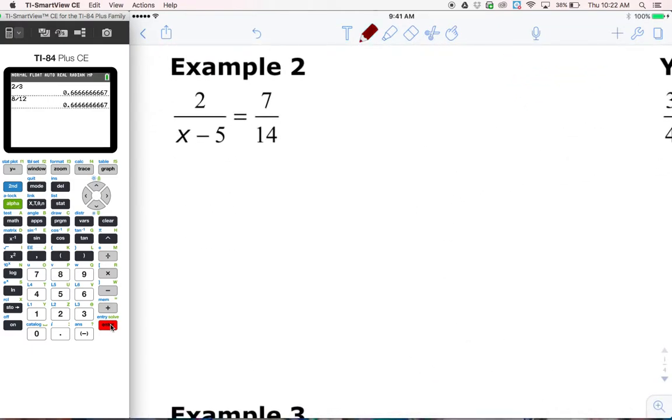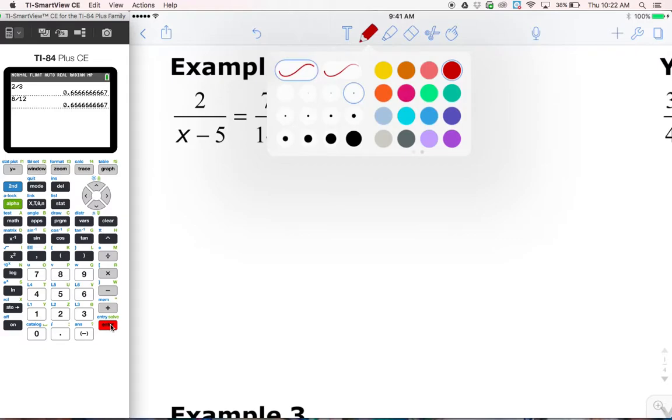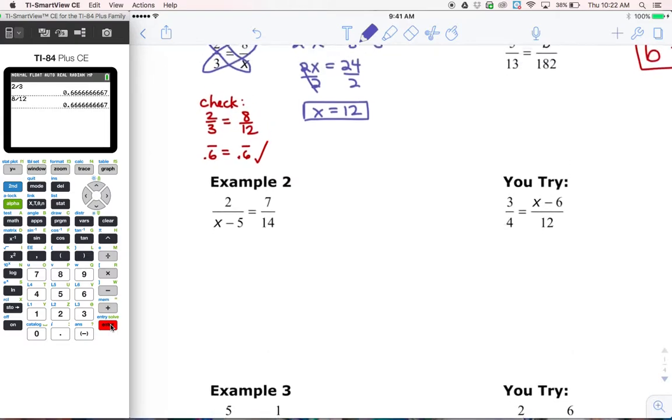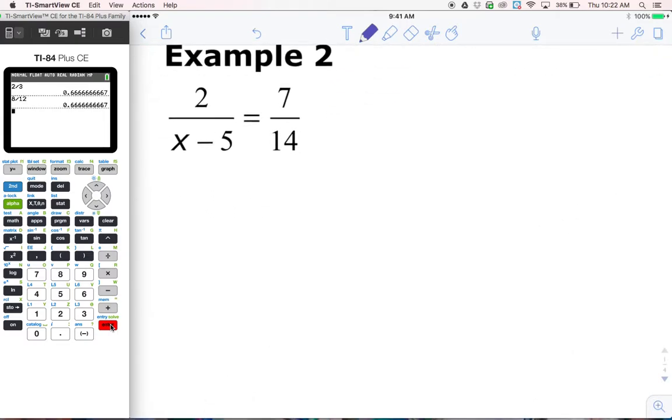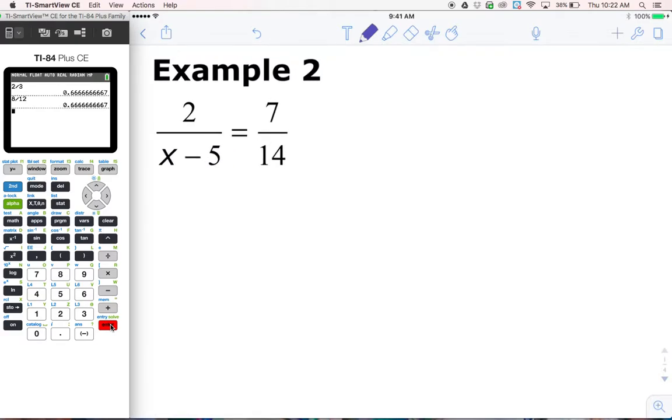Okay, in example 2, those other methods, like the ball and bat method and stuff, kind of get a little bit complicated here. They start to not work very well because we have now an expression in our denominator. It's not just x, it's x minus 5. Let's approach this problem the way that we normally would. Okay, I'm going to cross multiply. I'm going to do this one first. Okay, 7 times x minus 5.